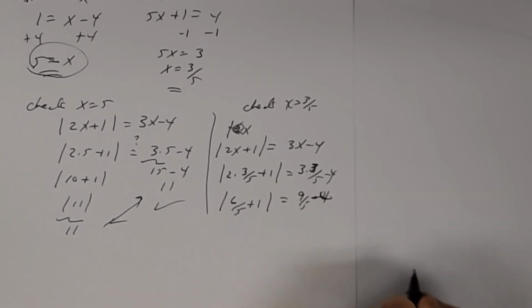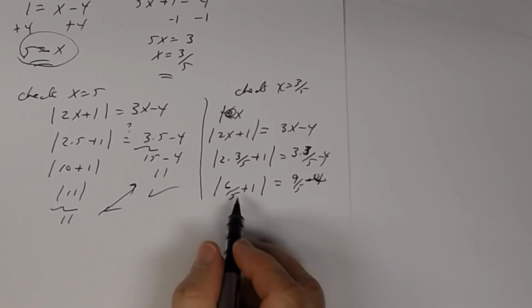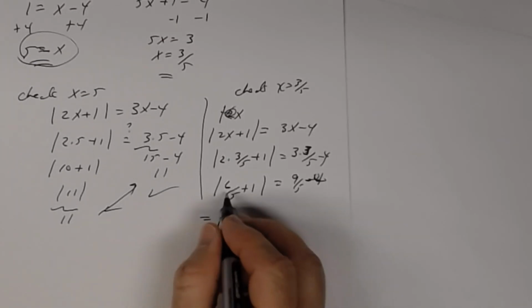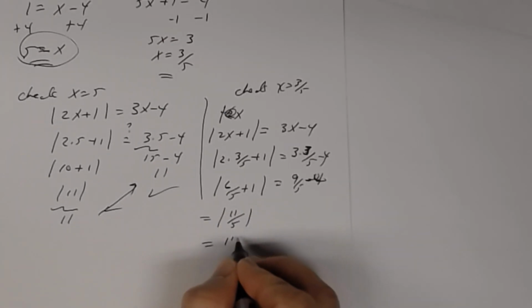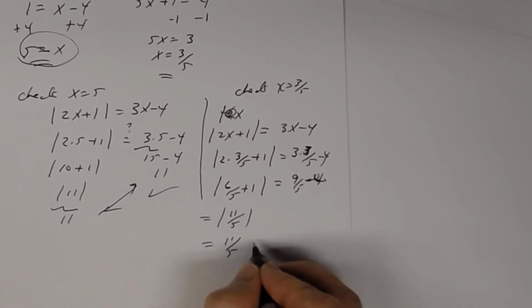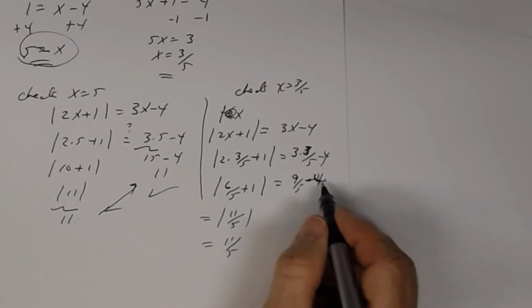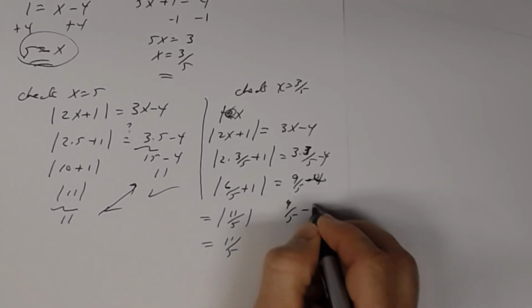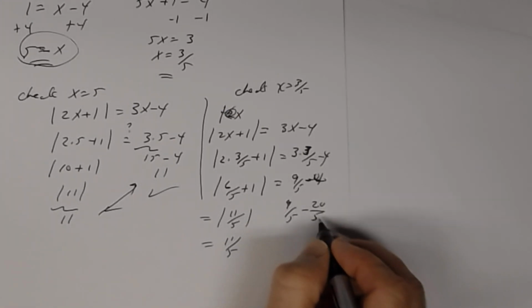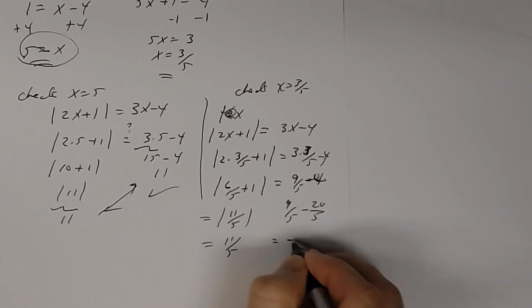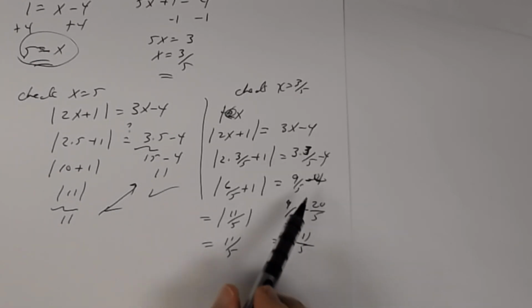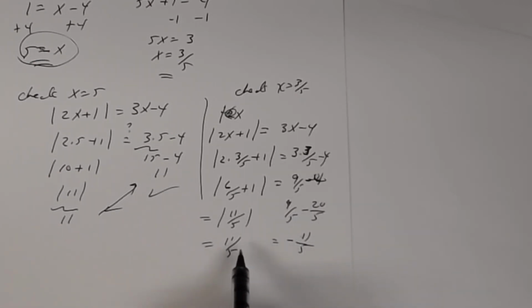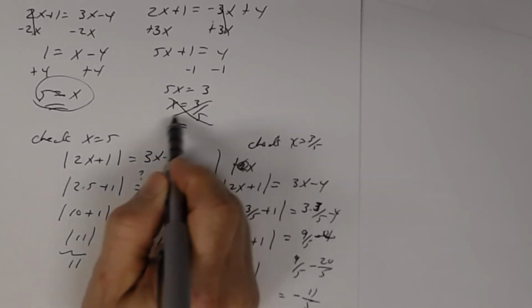Well, 6/5 plus 1 is going to be 6/5 plus 5/5, that's 11/5. Absolute value of 11/5 is 11/5. 9/5 minus 4 is 9/5 minus 20/5, because 20 divided by 5 is 4, which is a negative 11/5. So those are not equal. All right, so you see what happened? So you see those two sides are not equal. All right, so that means that 3/5 does not work.